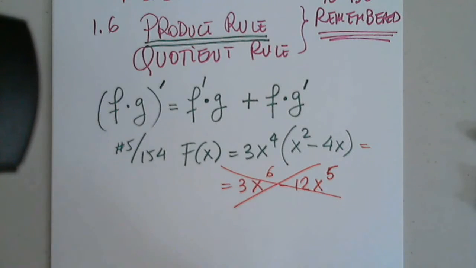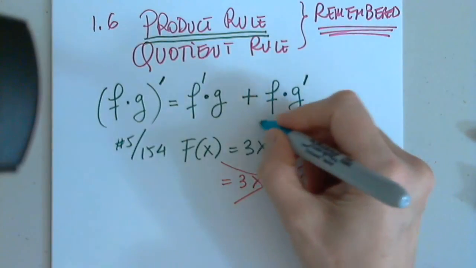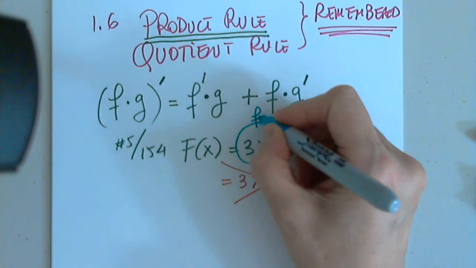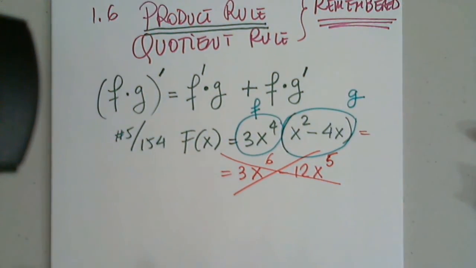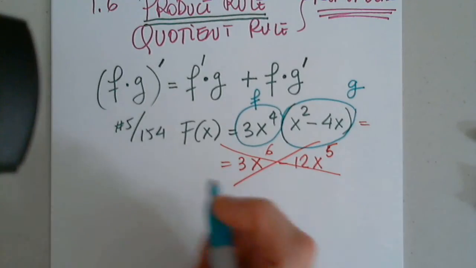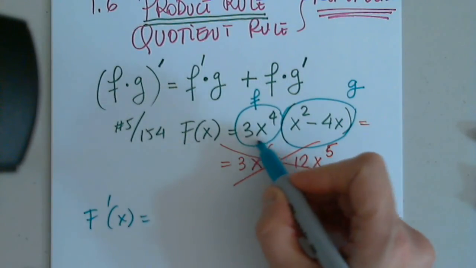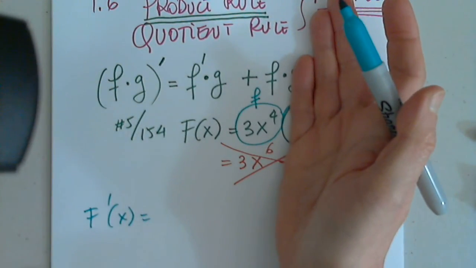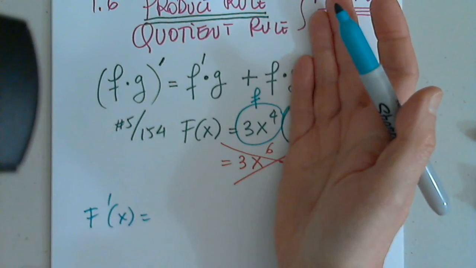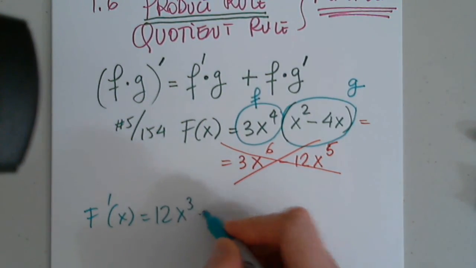But this is not what I want. Then I can differentiate this and I'm done. But we don't want to do that. So we want to use the product rule. I'm going to call this function f, and I'm going to call this function g. So when I differentiate uppercase F, I will differentiate 3x to the fourth. Can anyone give us the derivative of 3x to the fourth? 12x to the third. Excellent.